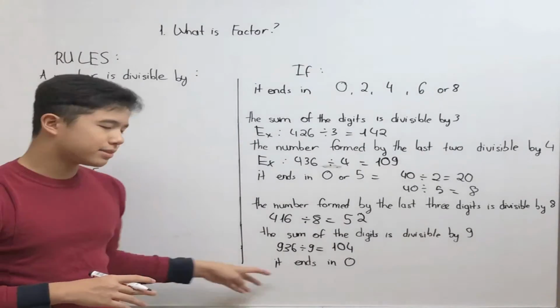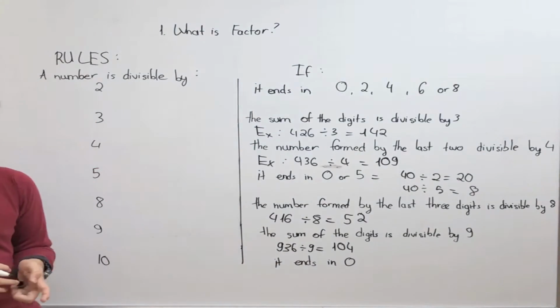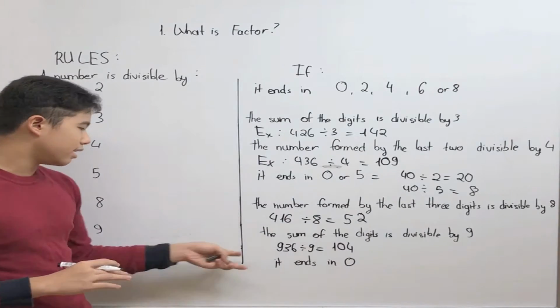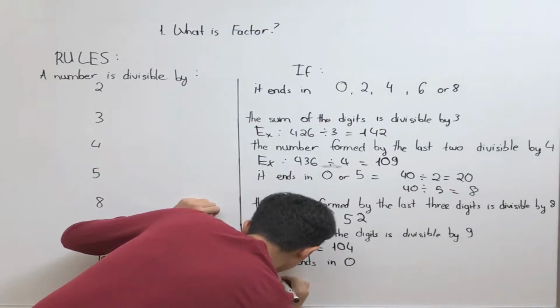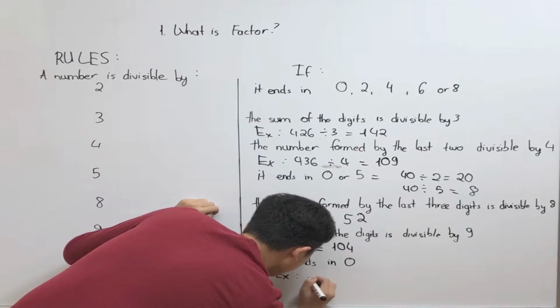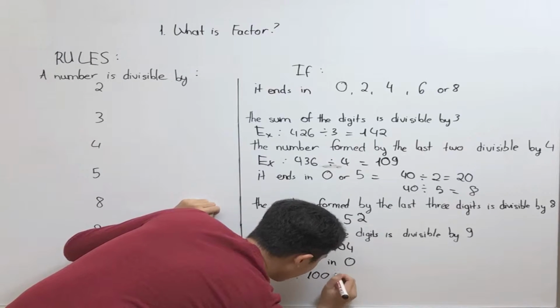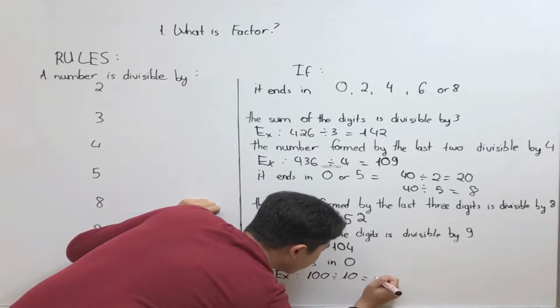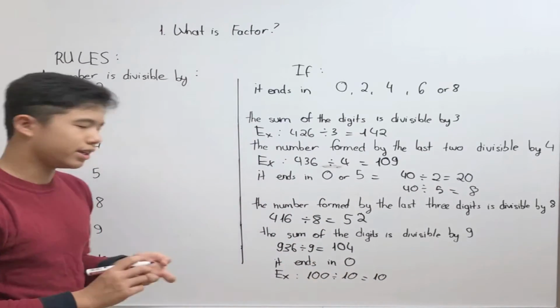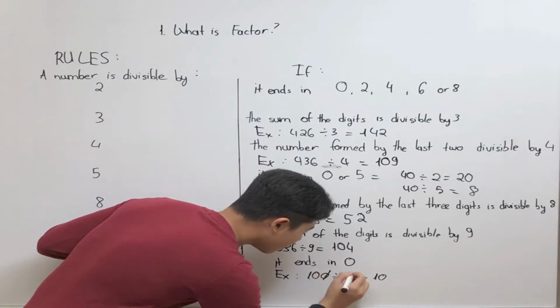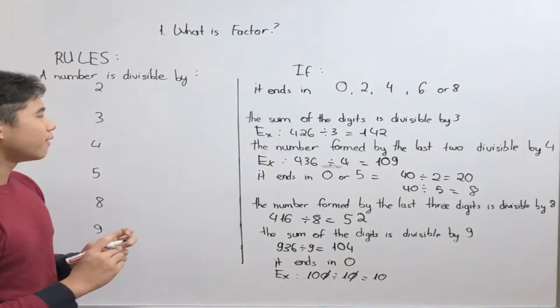And the last one, we have 10. Quite easy, because all of the numbers divisible by 10 end in 0. For example, 100. 100 divided by 10 equals 10. Just eliminate one 0 from each side, and we have 10 divided by 1 equals 10.